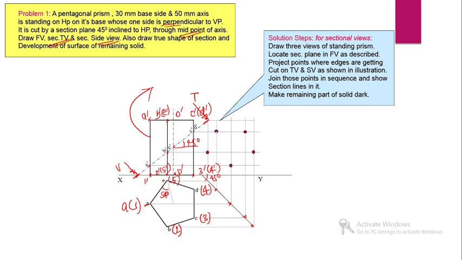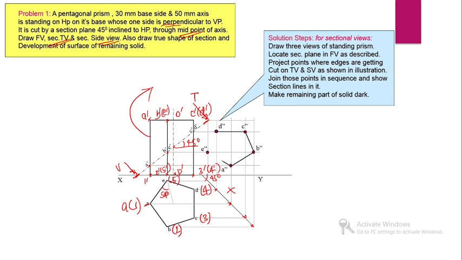Similarly, we can locate the point A, the meeting point of the horizontal line passing through A dash and this particular line. That point will become A. Then we can locate all the points A double dash, B double dash, C double dash, D double dash, and E double dash. And this is the sectioned portion.